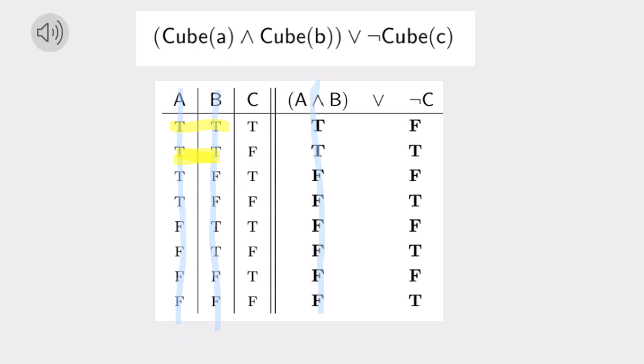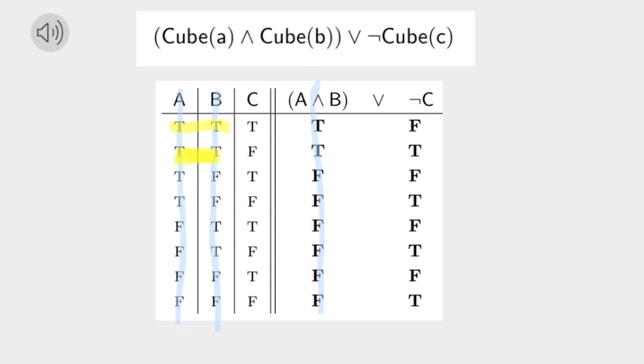Let's focus in here first on evaluating that conjunction of A and B. And to evaluate that conjunction of A and B, you really only need to focus on the 2 columns for A and B, because that's the only information that's going to be needed to determine the truth value of the conjunction of A and B. And remember, that's because of the truth functional nature of the conjunction connective.